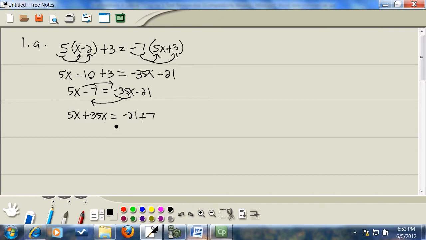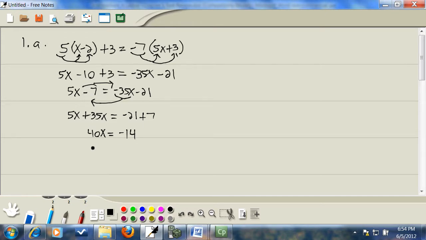Our note up at top, at any step combine together like terms. Like terms, same variable, the same power. So 5x plus 35x gives us 40x. And over on this side, negative 21 plus 7 gives us negative 14. I shouldn't think of the answer when I'm saying it.